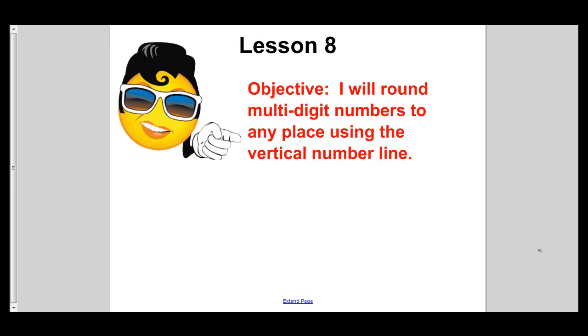Our lesson today is I will round multi-digit numbers to any place using the vertical number line. So lesson 7, we already started talking about rounding numbers to the thousands place. Today we're going to talk about rounding numbers to a place other than just the thousands place.